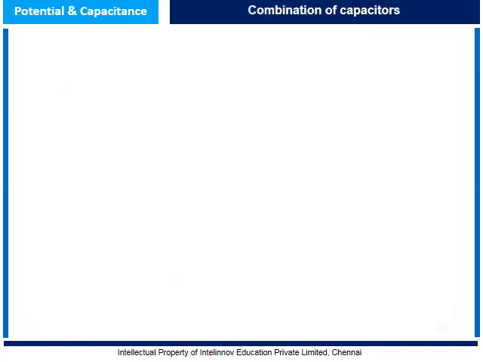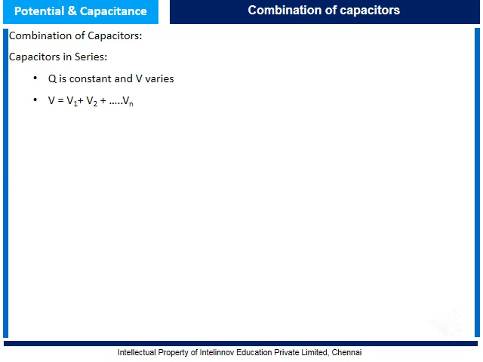Now let us understand the combination of capacitors. If the capacitors are arranged in series, the charge Q is constant and the potential V varies. The total potential of the system is given by the summation of individual potentials, that is V equal to V1 plus V2 plus up to Vn. When we write V in terms of C, then it becomes 1 by C equal to 1 by C1 plus 1 by C2 up to 1 by Cn.